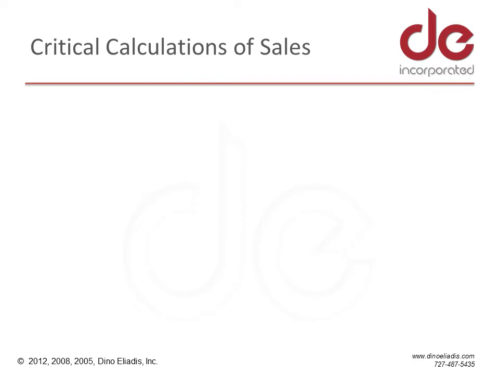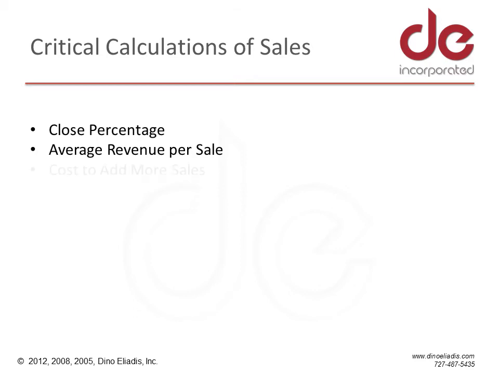Finally, you're going to use these numbers to do some critical calculations for sales. And that is, what's your close percentage? Next, what's the average revenue that you get per sale? And finally, what's the cost to add more salespeople if you need to at some point in time?